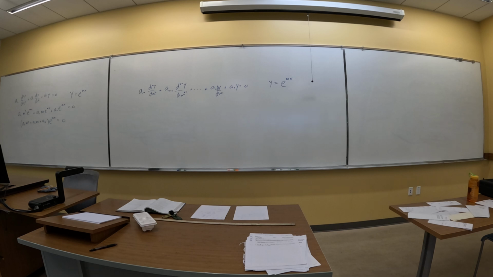So far so good? Well, e to the mx can't be 0. Right. So that means that only a2 m squared plus a1 m plus a0 equals 0. But that's simply a quadratic equation in m. That absolutely is guaranteed to have solutions. Everybody cool with that? I'm guaranteed to have solutions.